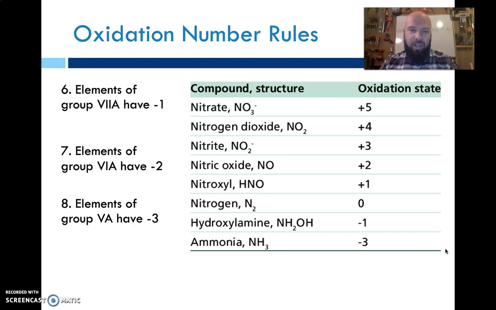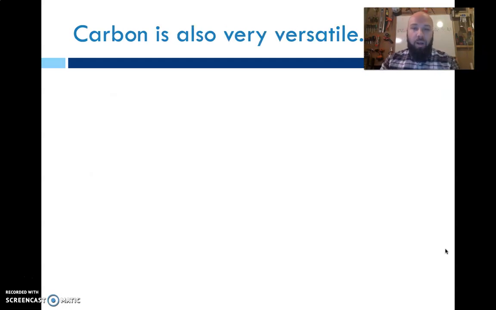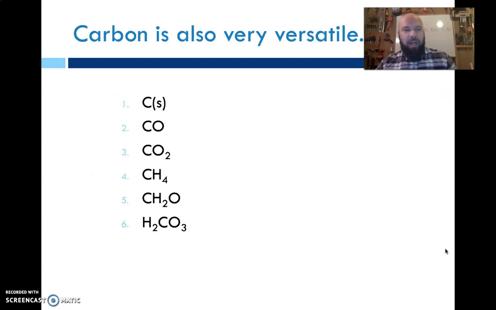Carbon is also very versatile. In the first one, solid carbon like graphite or diamond would be 0. Carbon monoxide, because the oxygen is -2, would be +2. Carbon dioxide, again, oxygen is -2, so carbon would be +4 in this case. You have methane, and hydrogen's rule is that it is +1, so carbon is -4 in this place.